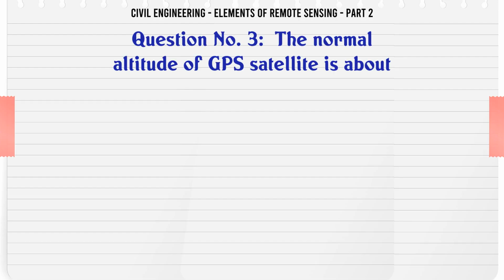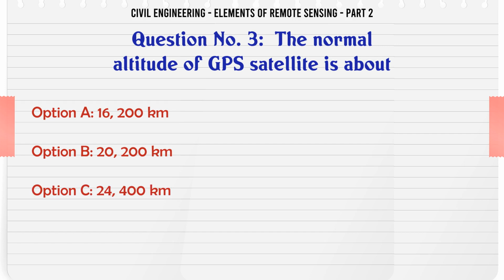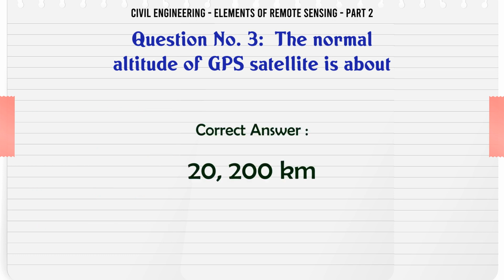The normal altitude of GPS satellite is about A. 16,200 kilometers. B. 2,200 kilometers. C. 24,400 kilometers. D. 36,100 kilometers. The correct answer is 2,200 kilometers.